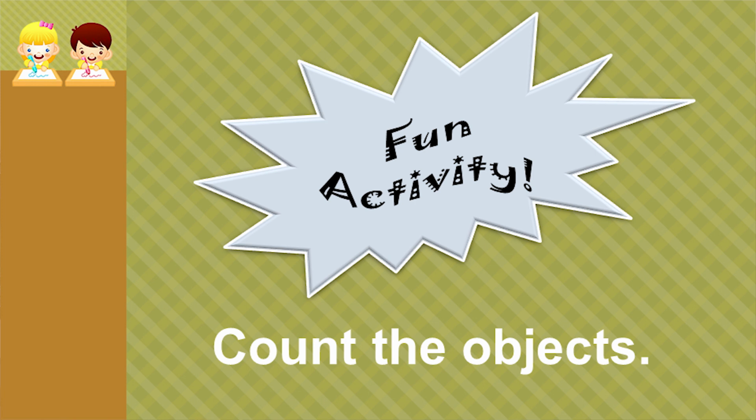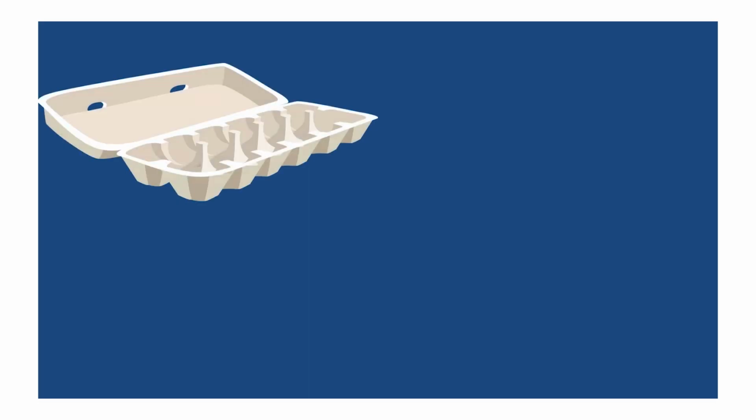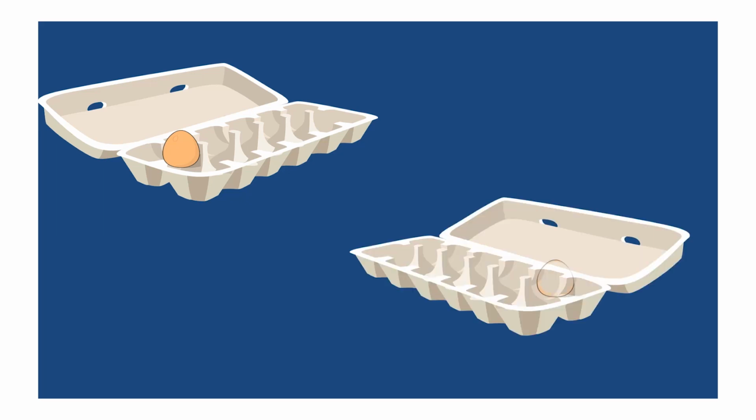I am going to show you some objects. You will have to count how many are there. Shall we start? How many eggs do you see in the picture? 1, right. Now how many eggs do you see in this tray? 1, 2, 3, 4. Very good.